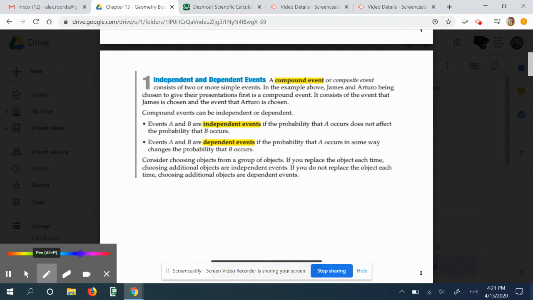All right, so a compound event is when two or more things are happening at one time. Sometimes we call them composite events. And they're just simple, easy events that happen.